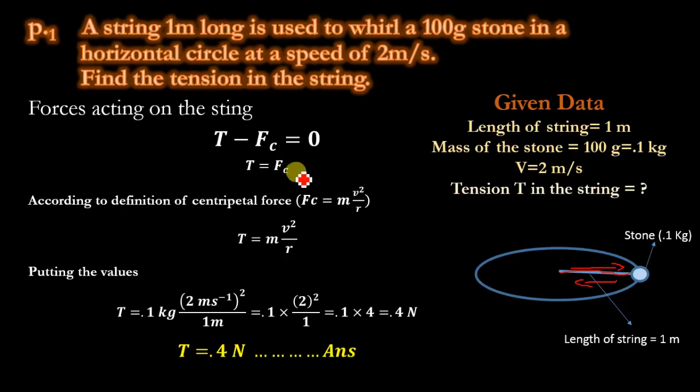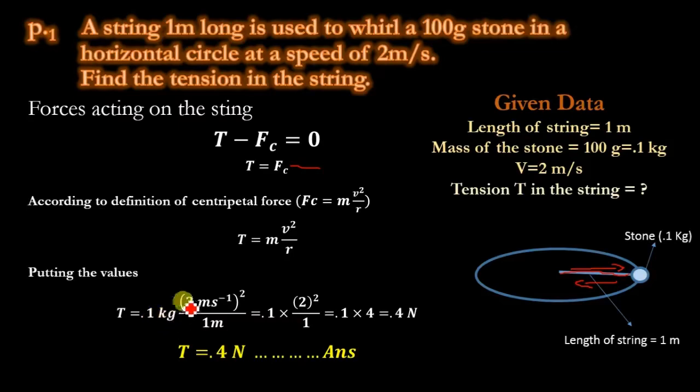Now let's calculate the centripetal force acting on this string. According to the definition of centripetal force, we know that Fc is equal to mv square divided by r. Putting this value for Fc in this equation, we will get tension T is equal to m into v square divided by r. Now here we know the value of mass, which is 0.1 kilogram. The velocity is given as 2 meter per second, and radius r is given as the length of the string, which is equal to 1 meter.